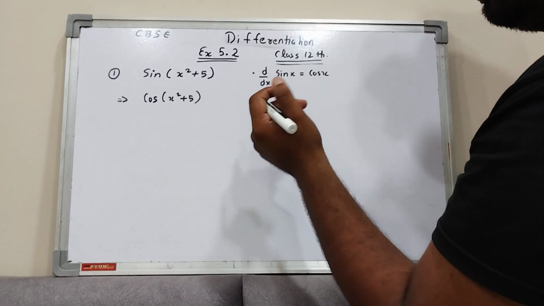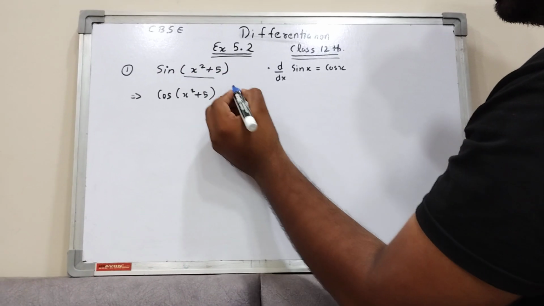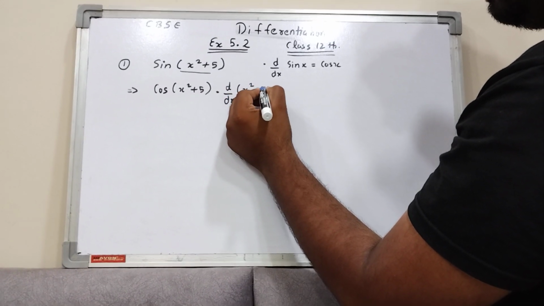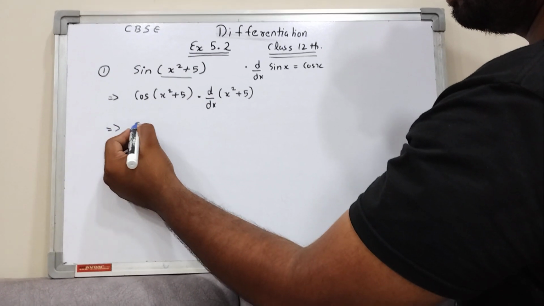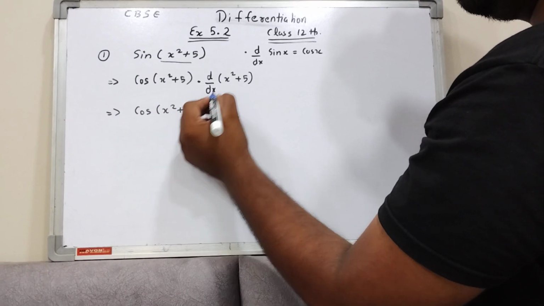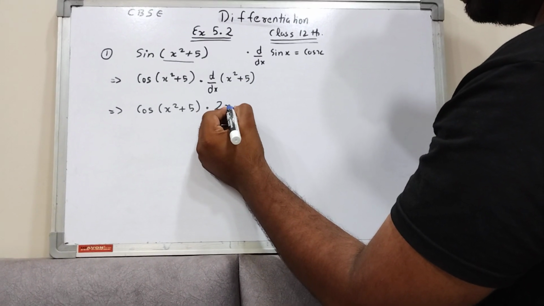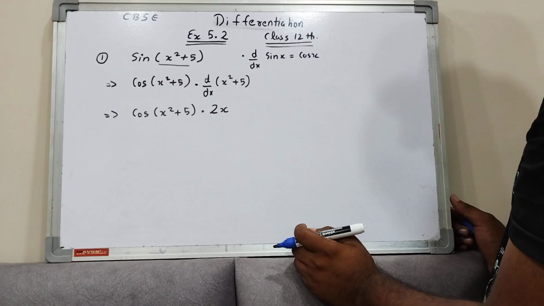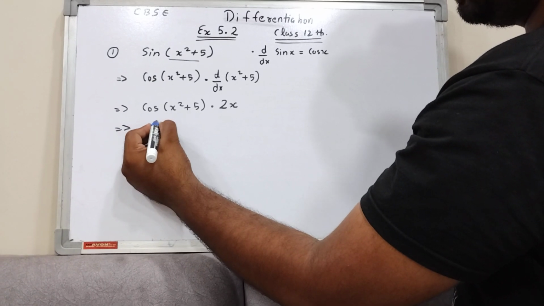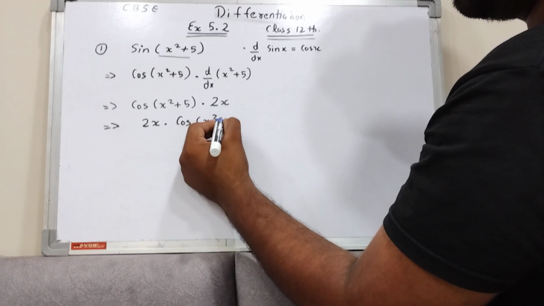And since we are following the chain rule, we have to differentiate the term inside as well. So the answer would be cos of x square plus 5 into the differentiation of x square plus 5. The differentiation of the constant is 0 and the differentiation of x square is 2x. How the differentiation of x square is 2x can be seen in my previous videos. So the proper way of writing the answer is 2x into cos of x square plus 5.